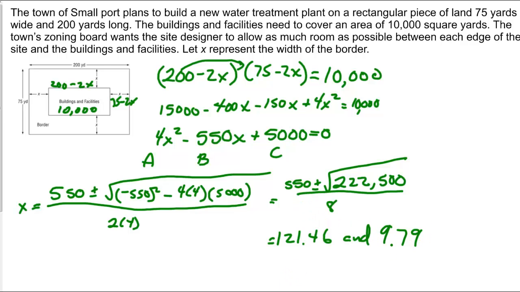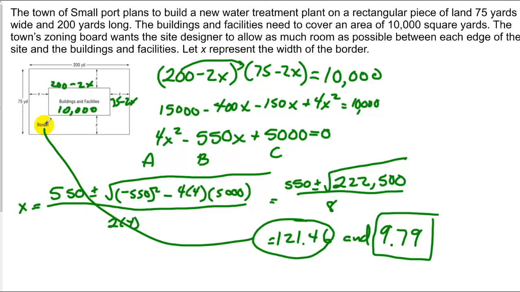Now only one of these makes any sense, and the only one that's going to make sense is 9.79, that being because if x was equal to 121.46, two x's would be bigger than my 75, and thus wouldn't have enough space to put the two buildings. So x is just equal to 9.79.